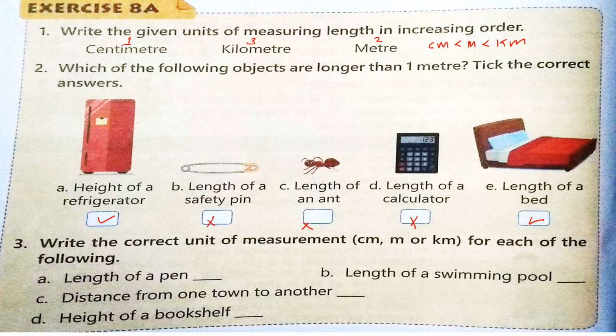Now, write the correct unit of measurement, say centimeter, meter, or kilometer, for each of the following. Length of a pencil: we can measure in centimeter, because the length of the pencil is very small. Length of a swimming pool, yes, it's big, so we will measure in meter. Distance from one town to another, suppose Diffu to Guwahati, is measured in kilometer. And height of your bookshelf, it's higher, so it's measured in meter.